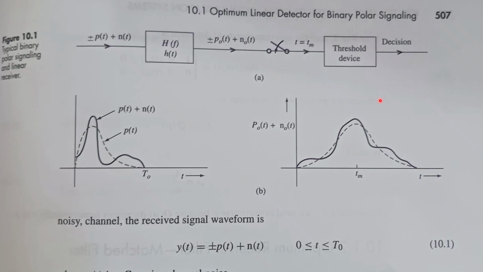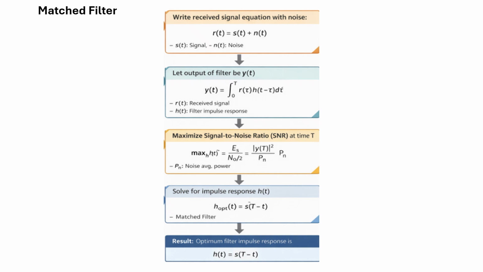For example, suppose the dotted line represents the actual p(t), that is the message, and the other is p(t) plus n(t). Here you can see the amplitude is changing because of n(t). That is the problem. So how can we detect the original message? That is a problem because of the noise. Here your output will be y(t) equal to plus or minus p(t) plus n(t). So noise is being added.